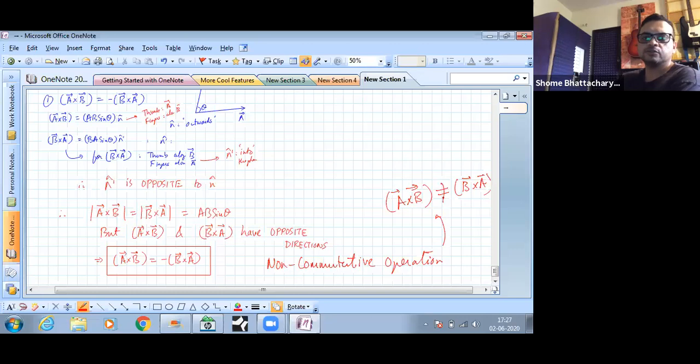B cross A is negative of A cross B. A cross B is negative of B cross A. It's one and the same thing. So their magnitudes are equal, but their directions are opposite.